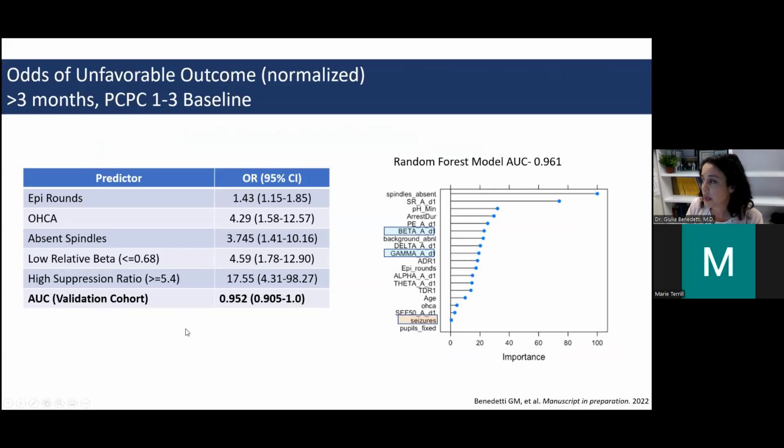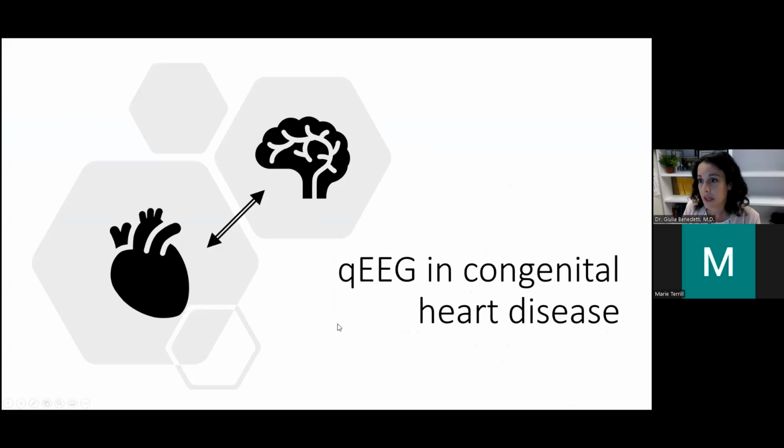So this was using a random forest model to weight the importance of these different features, clinical and quantitative EEG features, in terms of outcome. And we found, again, not having sleep spindles was associated with an unfavorable outcome. Having a low beta power and having a high suppression ratio were also associated with poor outcome. And if you combine these 5 features, you get an area under the receiver operator curve of 0.95. And again, that's just in the first 24 hours of EEG. So a pretty strong predictive value for these features.